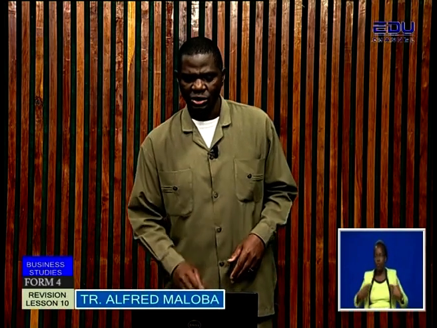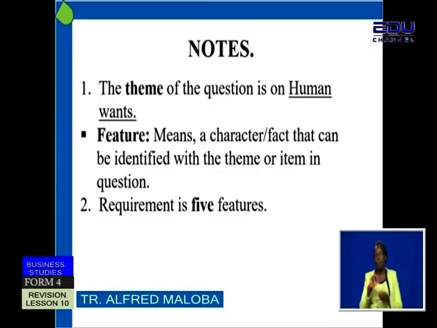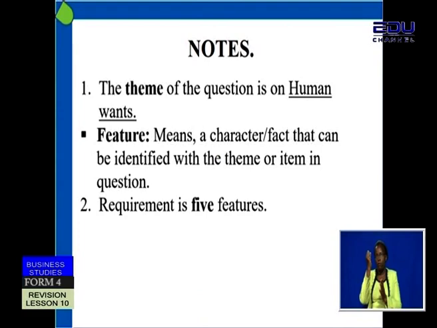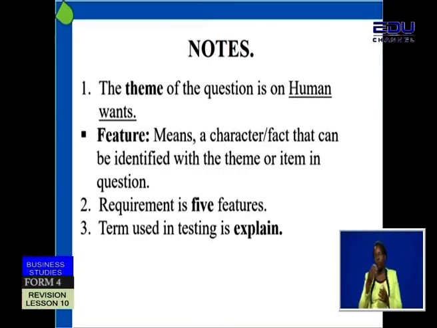Now, the other thing that we need to look at is what is required. So the requirement is 5 of these features. So we need to bring out the features correctly. Once you have done that, we need to look at the term that is used so that we bring out these features correctly. And this term is the one that is used in testing, and we have been told to explain. So the term used is explain. So learner, what do you understand by explain?